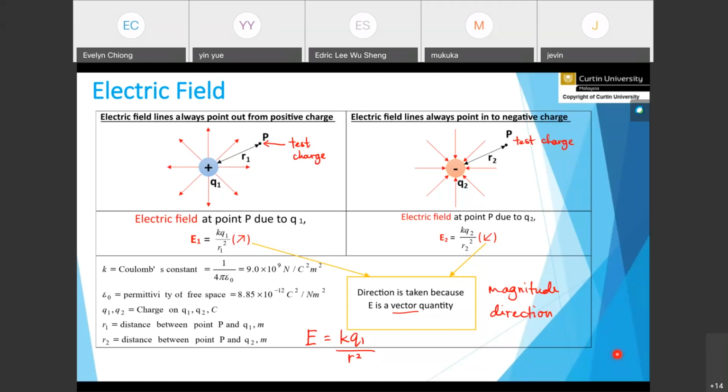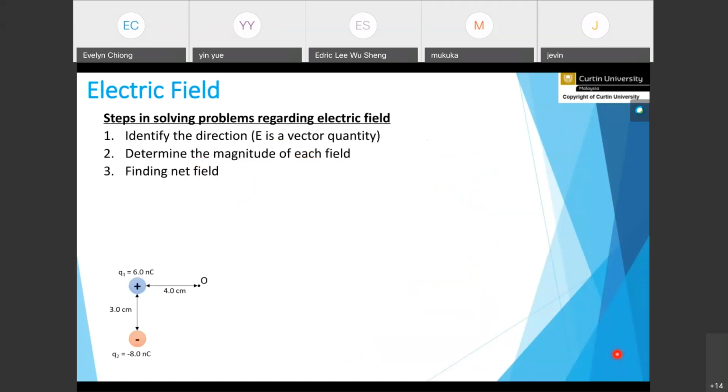Today you will notice that the formulas are very similar to each other. One is you take out a Q. Later on you will notice that for electric potential energy and electric potential, we take out the r squared. It becomes only r, right?